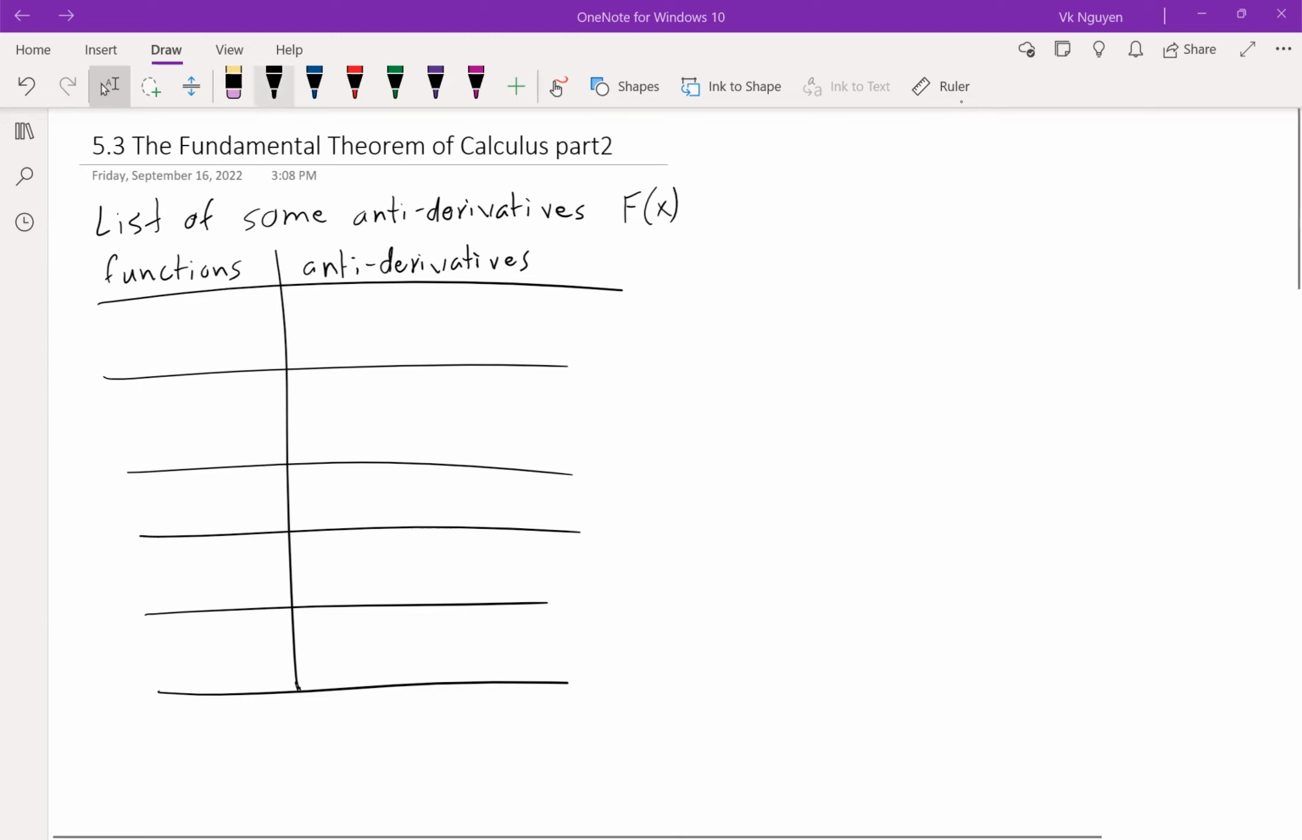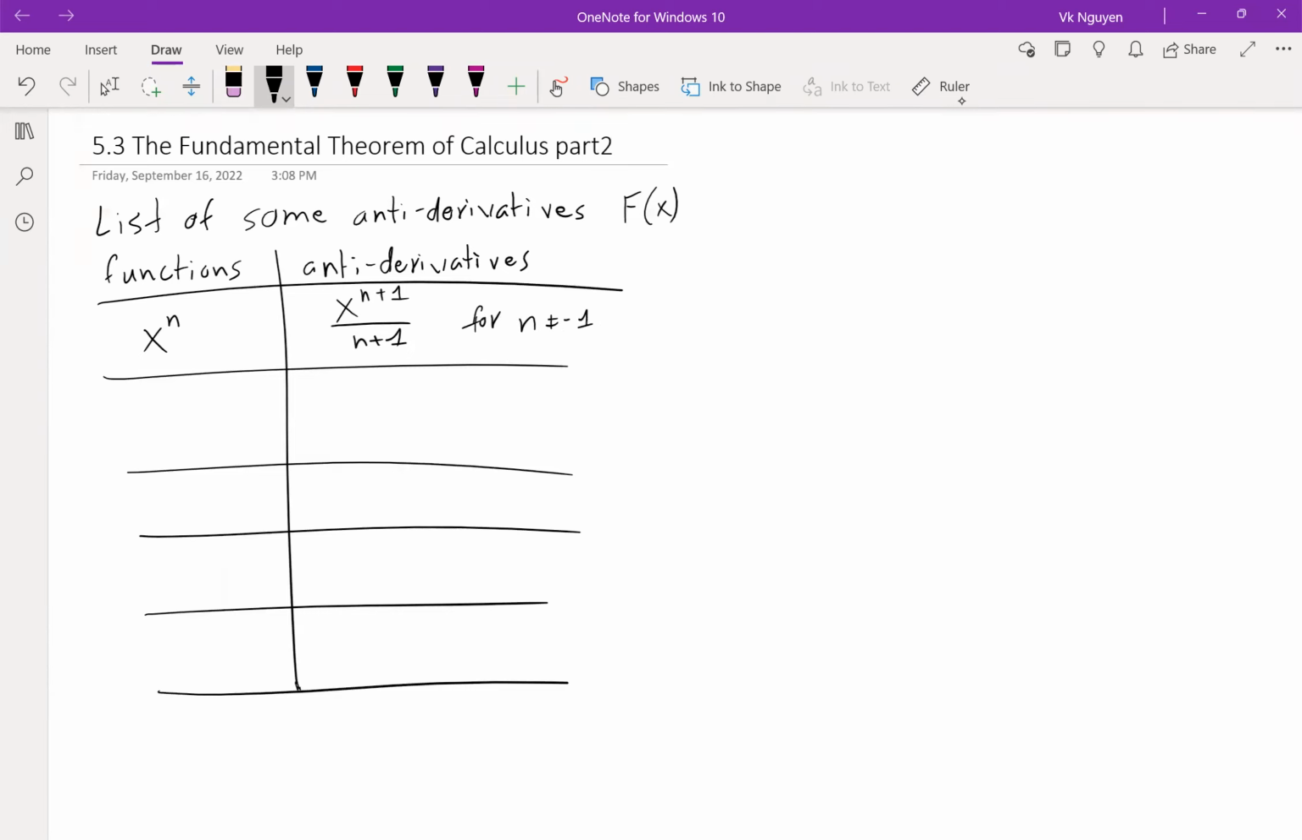We have the function x to the n. The antiderivative of x to the n is x to the n plus 1 over n plus 1. We don't have to do the plus C because we can use a particular antiderivative in which C equals 0. And this is only true if n is different from -1.